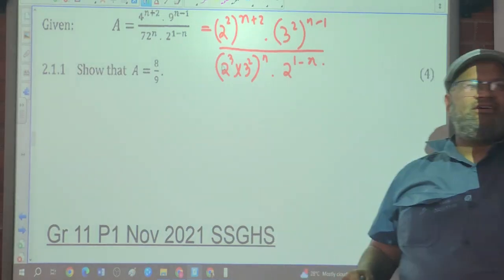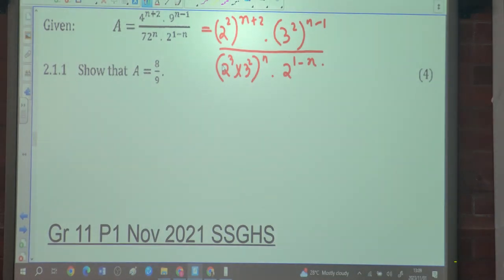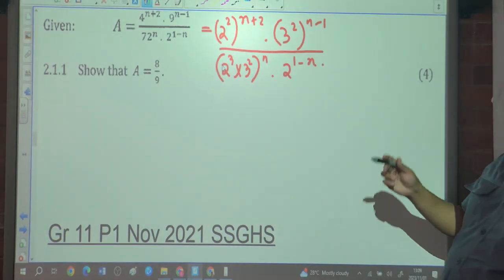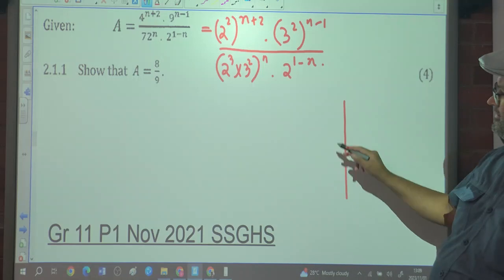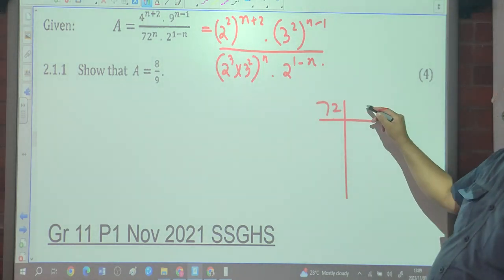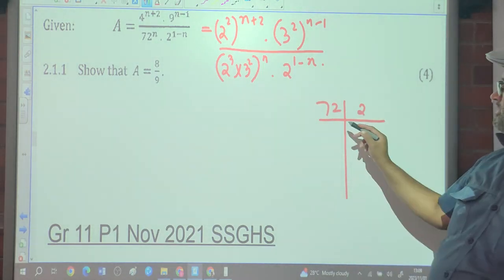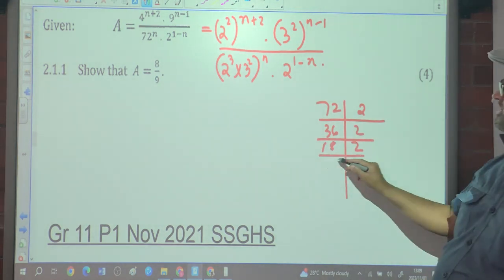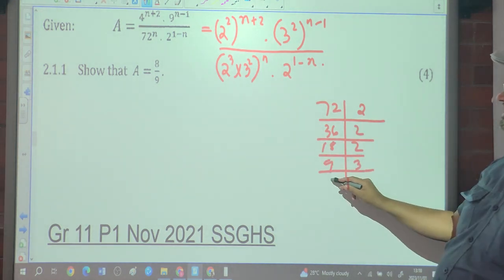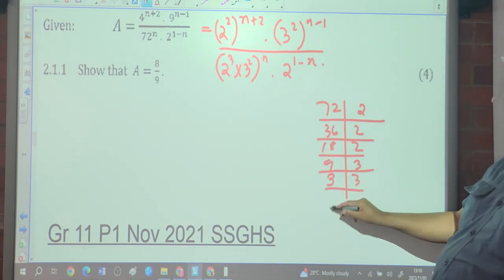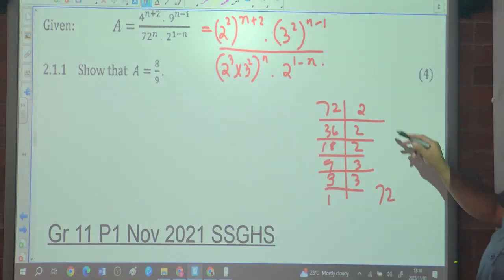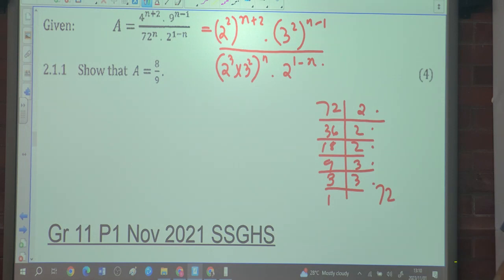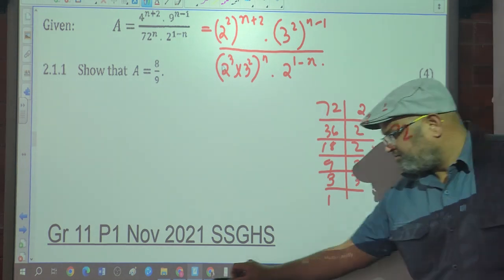Now say you didn't have a calculator when you write your NBT. They'll ask you this question, what do we do? We go 72, 2 goes 36, 2 goes 18, 2 goes 9. 2 can't go anymore, so the next smallest prime number is 3. So 72 can be written as 2 cubed times 3 squared. Okay?